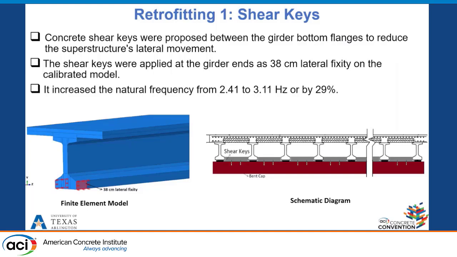The shear keys were applied at the girder ends of the calibrated model at 38 centimeter lateral fixity. It can be observed that the shear keys increase the natural frequencies from 2.41 to 3.11 hertz, or by 29%. However, according to Aman, the minimum natural frequency for the southbound Wilson Creek Bridge should be 3.28 hertz. Therefore, installing shear keys alone will not provide enough lateral stiffness to the superstructure to mitigate the vibration issues completely.